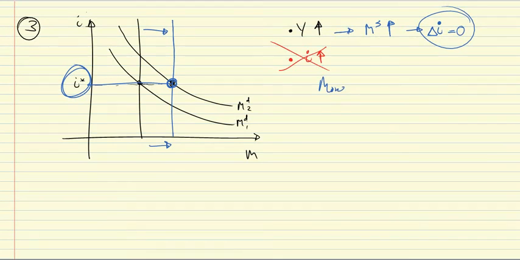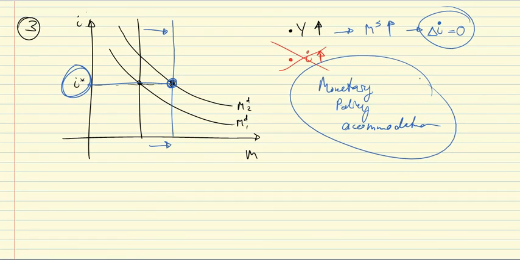Let me label it monetary policy accommodation. Let me try to write that without typos. Monetary policy accommodation. So in these simple examples, you can see how policy and growth can change interest rates and how they interact with policy accommodation.